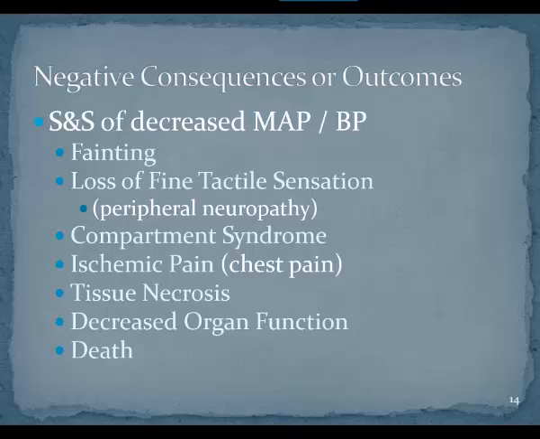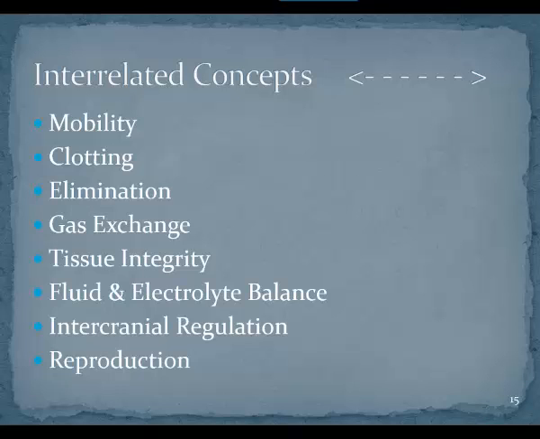If our patient's blood pressure is low or perfusion is hindered, then we're going to see signs and symptoms of fainting, peripheral neuropathy, compartment syndrome, ischemic pain, tissue necrosis, decreased organ function, and death. We have quite a few interrelated concepts shown on the concept map. Problems in these areas can create problems with perfusion, and in contrast, optimal functioning in the interrelated concepts will have a positive impact on perfusion.